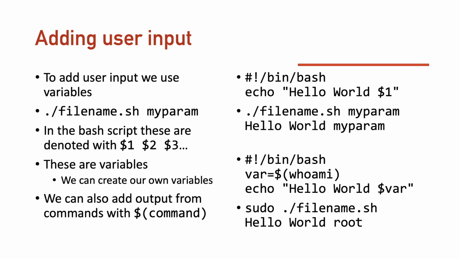Speaking of users, we can also add user input. You might already be familiar with this idea of using parameters. What we do in bash scripting is we have parameters like this: our file name and then the parameter. To access these, they're denoted with 1, 2, 3, etc. You can have as many parameters as you want. And you can see up here we can do echo hello world 1, which is going to print out whatever we have as my parameter. So in this one we get hello world my parameter.